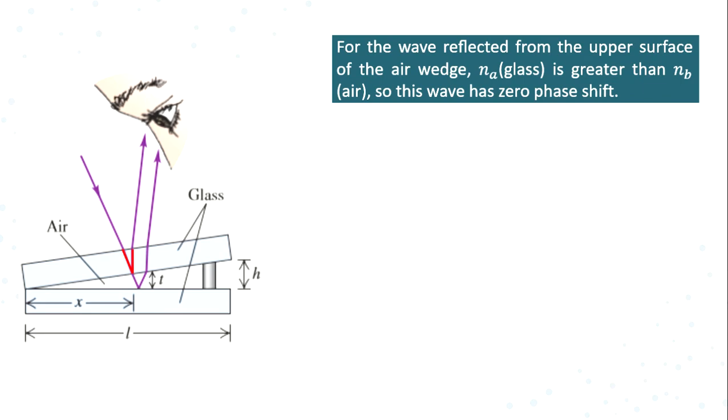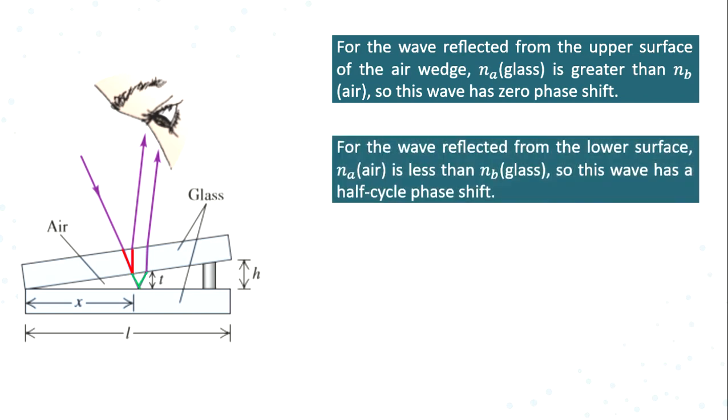So, according to what we discussed a while ago, for the wave reflected from the upper surface of the air wedge, n sub A, or the glass, is greater than n sub B, or the air. So this wave has zero phase shift, the one in red. For the wave reflected from the lower surface, n sub A, or air, is less than n sub B, or glass. So take a look at the one in green. This wave has a half cycle phase shift.